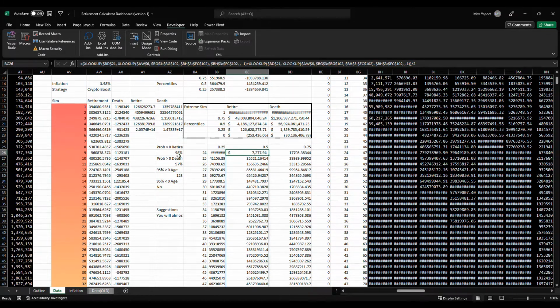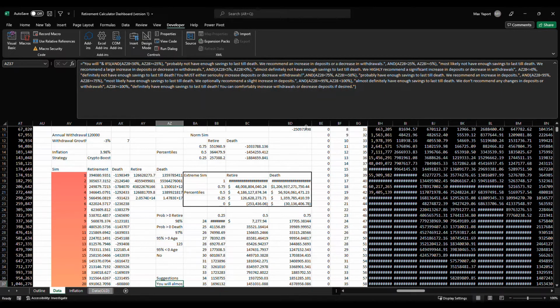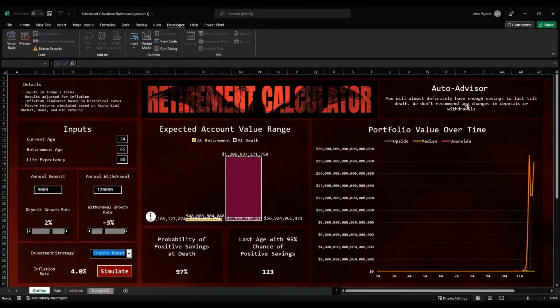Based on that, we'll take probabilities of having money in retirement and death, which actually isn't 100% for crypto, for Patel's 401k. And here we have our little suggestion engine, which will generate suggestions that you can see right here based off these percentages here.